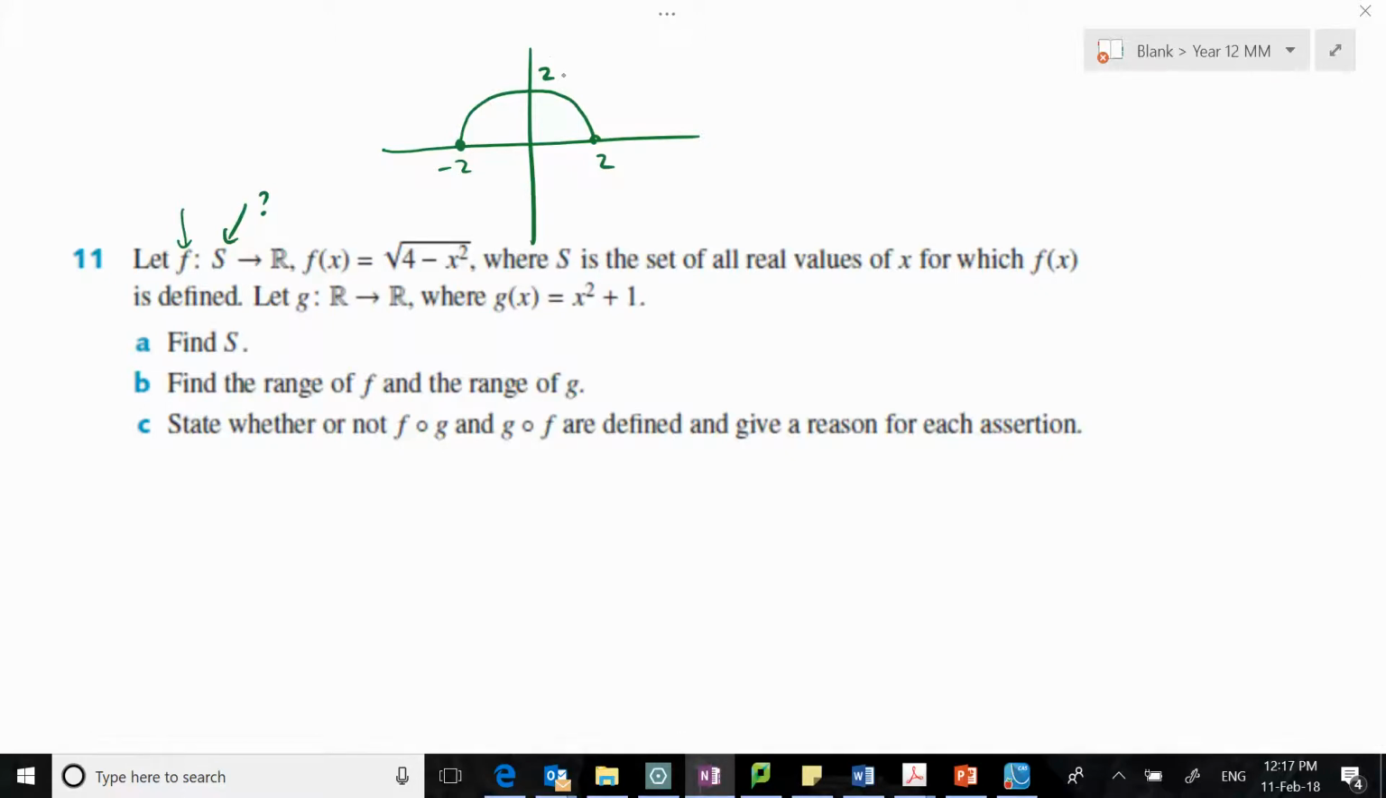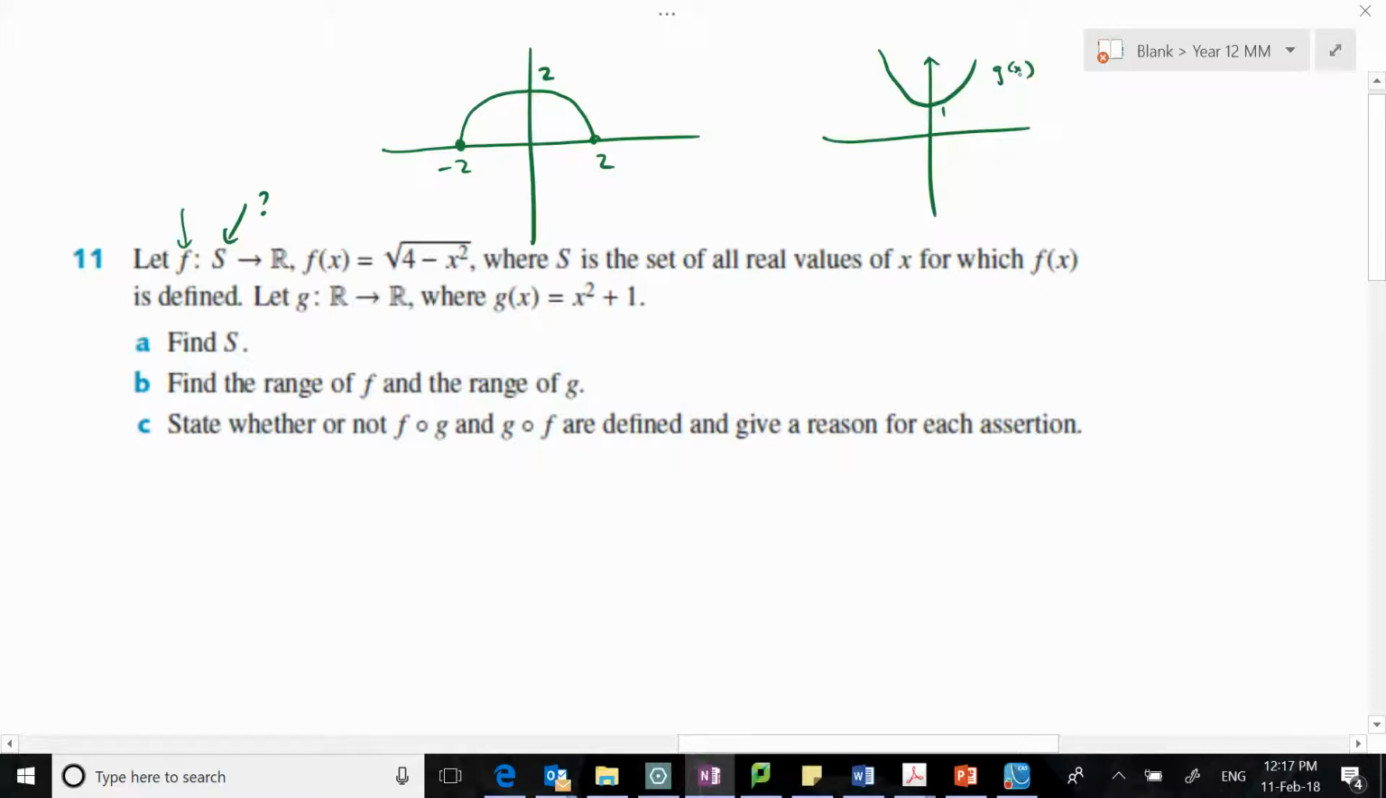It's defined by, okay, so you get another one where g of x is x squared plus 1. So this is f and this is g. Plus 1, so there's no x-intercepts. It's always positive. Okay, cool.